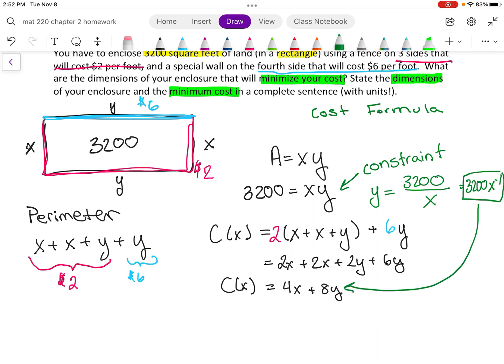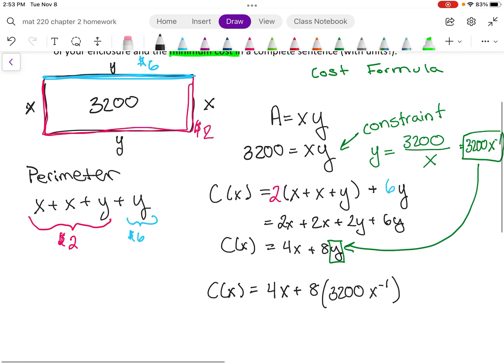So I'm going to go down here, and in my original cost function, I'm going to replace y with that rewritten expression. So I end up with a cost equation of c of x equals 4x plus 8 times 3,200 x to the negative 1. And I can simplify this a little. So I'm going to do 4x plus, and it ends up being 25,600 x to the negative 1. So this function here would find me my cost. So we have the cost function.